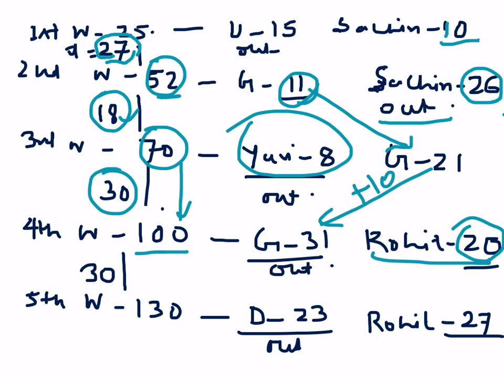Now, the fifth wicket falls at 130. The runs increase by 30. So if I assign all the 30 runs to Rohit, even then he reaches only 50, not 52, which is the score at which he got out.